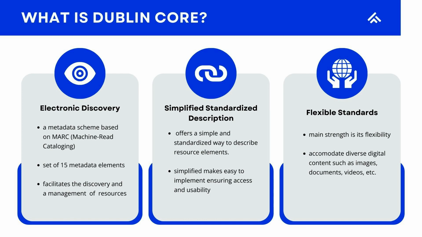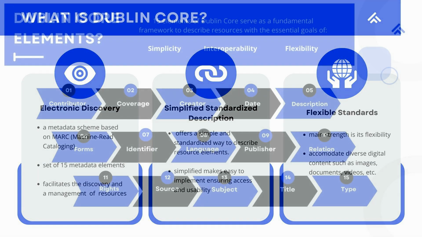The Dublin Core is a metadata scheme based off of MARC, which is machine-readable cataloging. It's a set of 15 metadata elements that are used to facilitate the discovery and management of electronic resources. And it offers a simple and standardized way to describe resource elements so that they are easier to find and manage. And its main strength is that it's very flexible and it can accommodate diverse digital content such as images, documents, and videos.